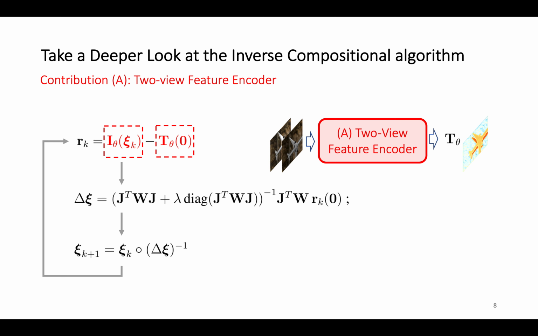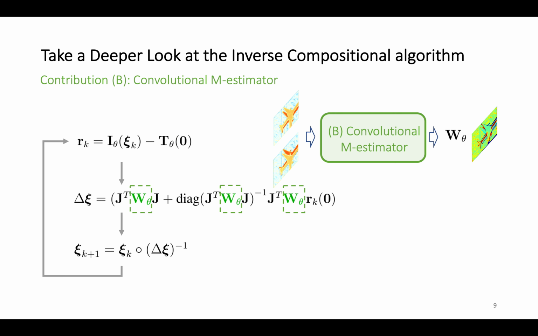First, we propose a two-view feature encoder, which learns the feature space for the residual evaluation. The learned feature also makes the resulting Jacobian more informative. Second, we propose a convolutional M-estimator to learn the weight matrix using both views of features. The learned M-estimator can more effectively leverage the context and the high-order information to weight the samples.